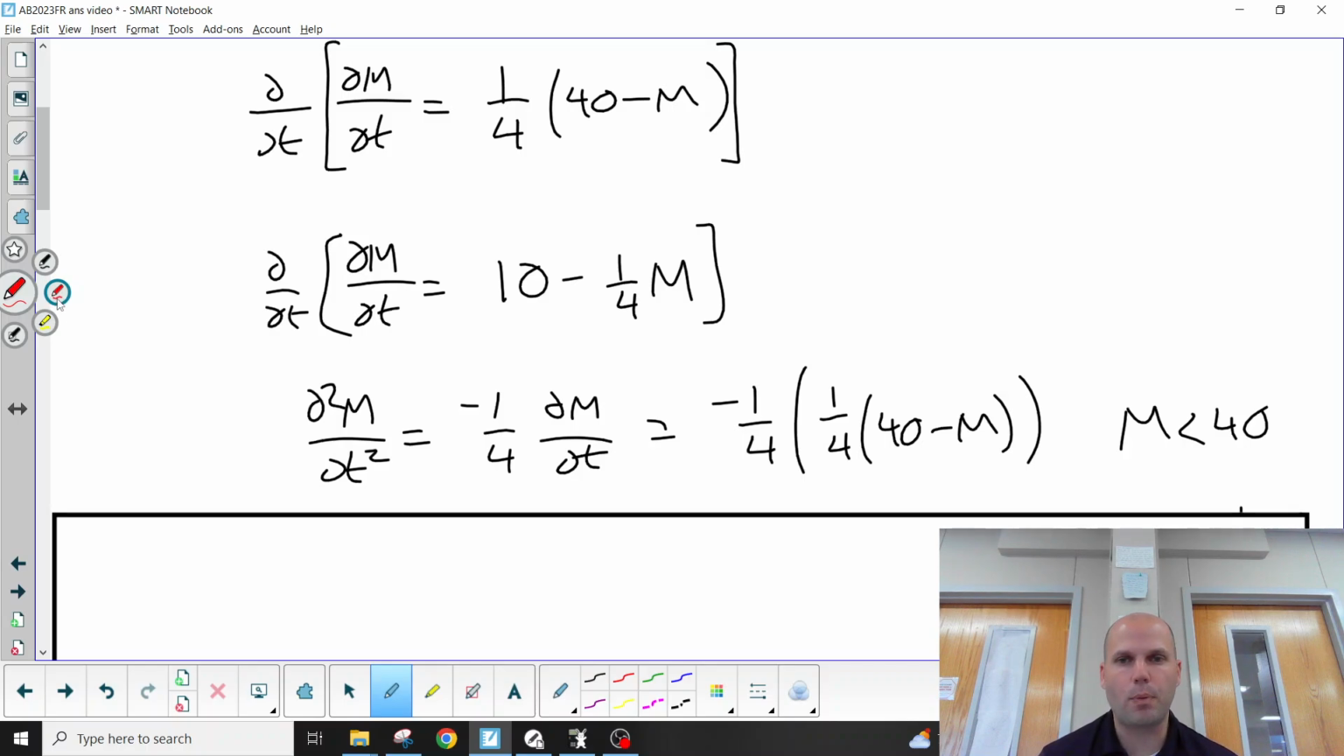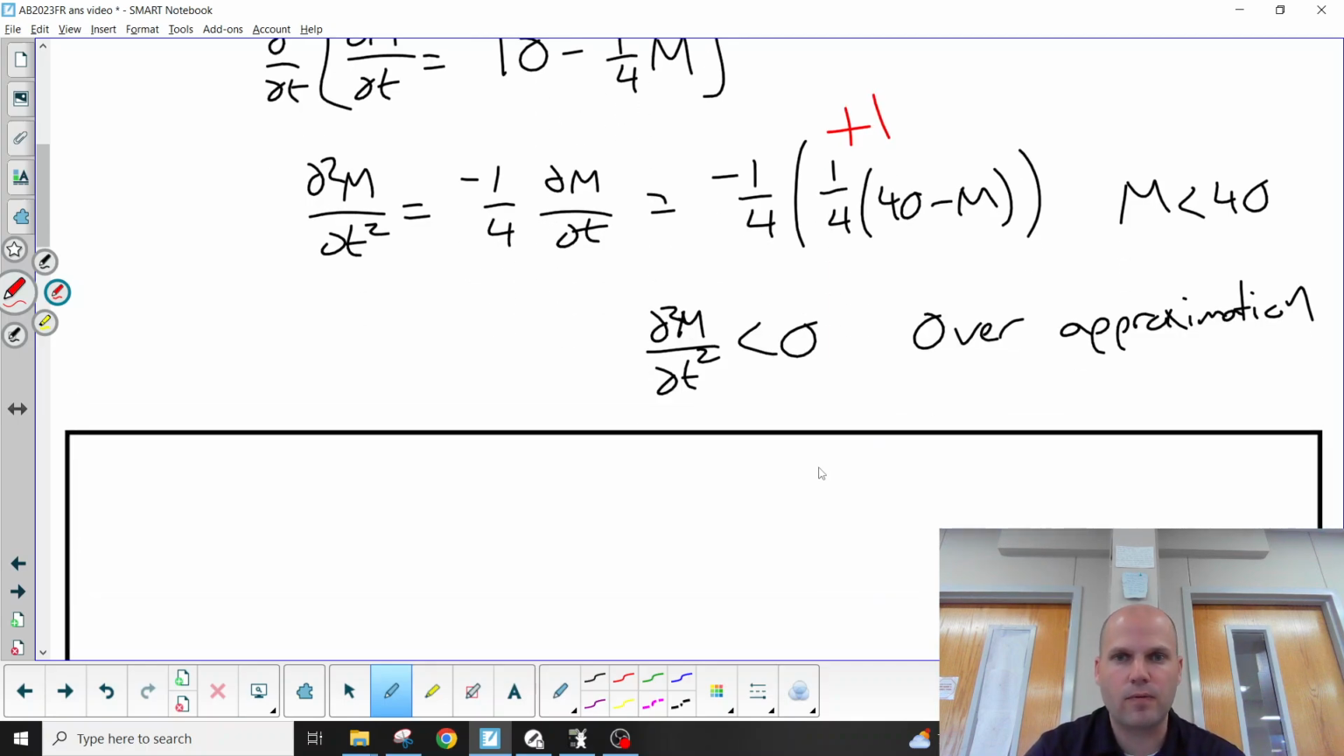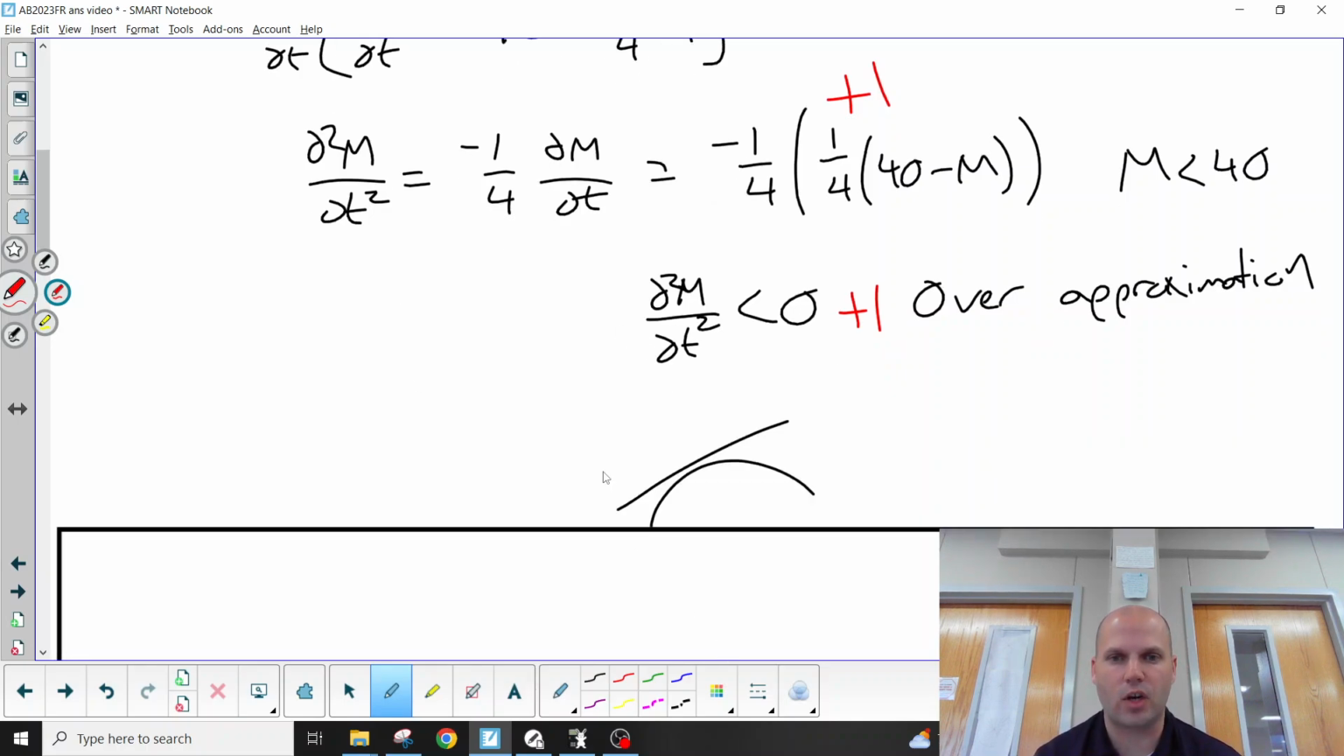You probably get 1 point for the correct second derivative. But then based on your sign of your second derivative, you can then get the second point. Now, I know that since m is less than 40, the second derivative has to be negative. If the second derivative is negative, I know we have a curve that's concave down, and a tangent line would produce over approximations.